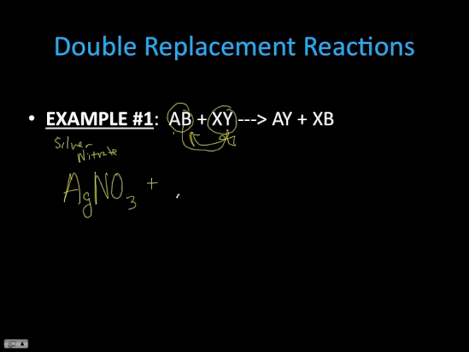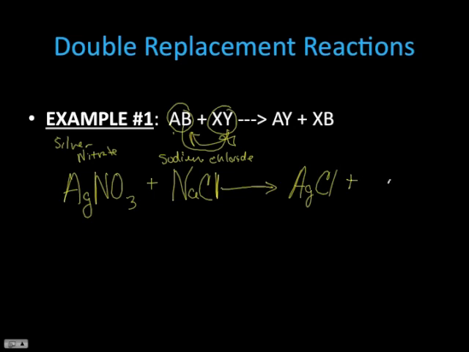Okay? And when that reacts with what we know as salt, sodium chloride, NaCl, it yields silver chloride, which is AgCl, and sodium nitrate, which is NaNO3.